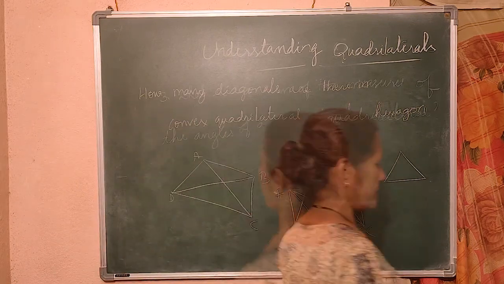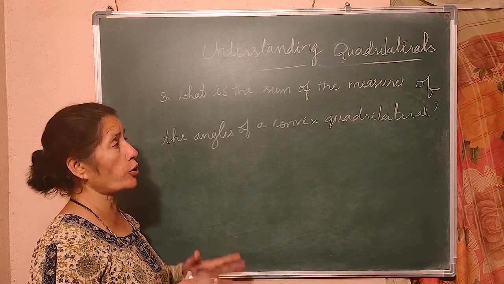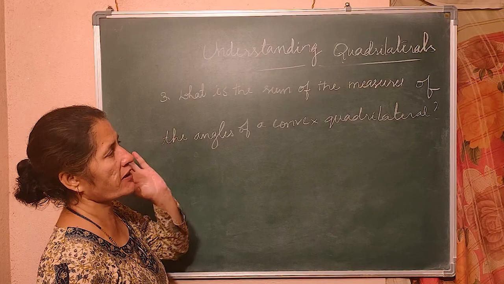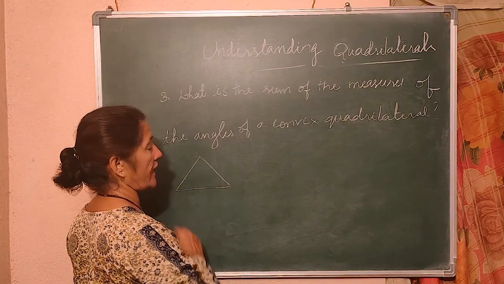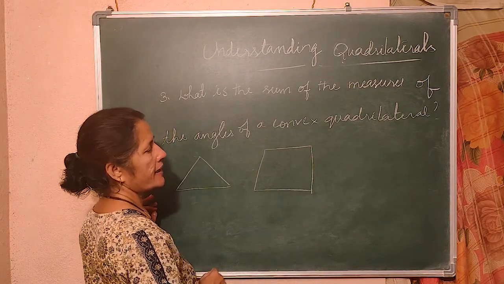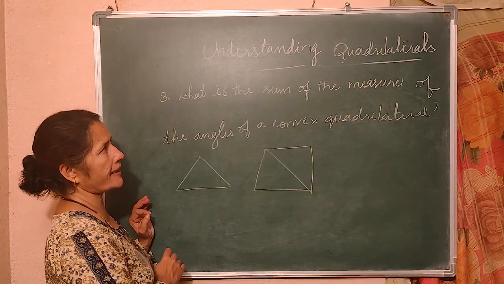Next. When explaining only, I told you the answer of this. What is the sum of the measures of the angles of a convex quadrilateral? See, what is the sum of the 3 angles of a triangle? 180. Quadrilateral, 360. Because it forms 2 triangles, isn't it?